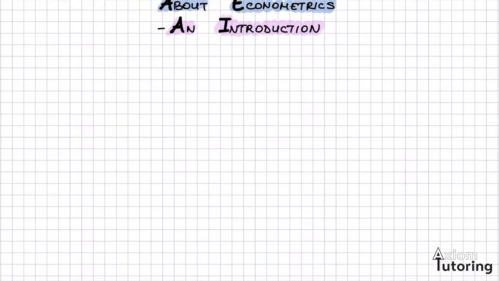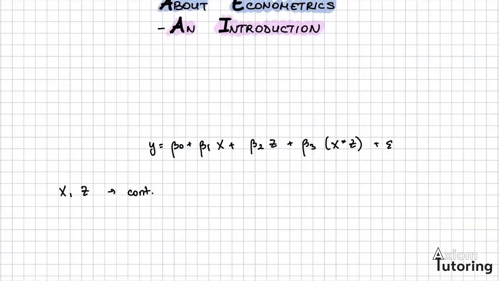So the model that we are going to work with for the next few videos is going to look something like this: Y equals beta 0 plus beta 1 x plus beta 2 z plus beta 3 x times z plus an error term. In this case, both x and z are continuous variables. The key idea is that the effect of x on y depends on z as well. But z is no longer just a 0 or a 1. It now can take many values.